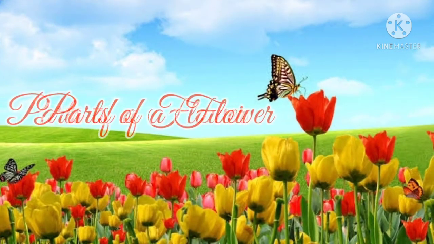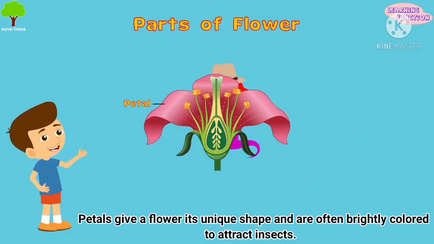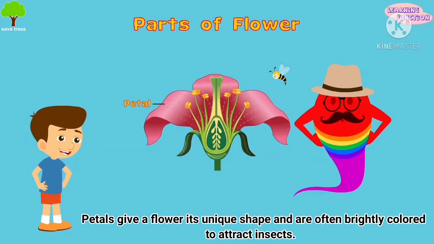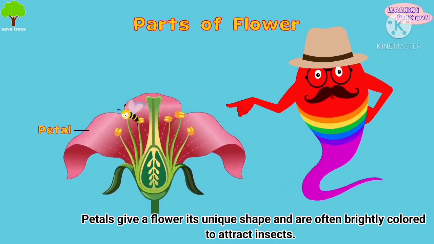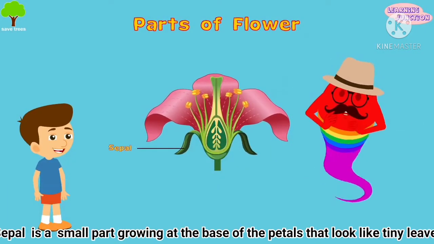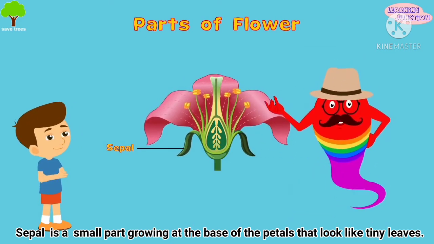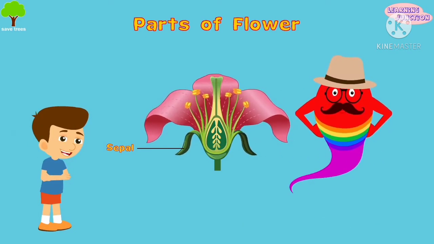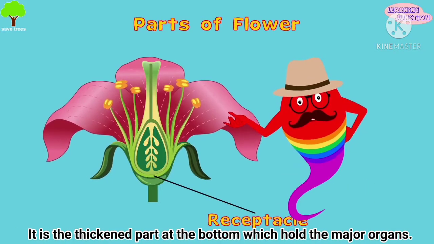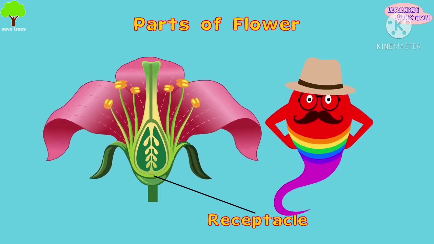Let's get to know about the parts of a complete flower. Petals. They give the flower its unique shape and are often bright in colors to attract insects. Sepal. It is a small part growing at the base of the petals that look like tiny leaves. Receptacle. It is the thickened part at the bottom which holds the major organs.